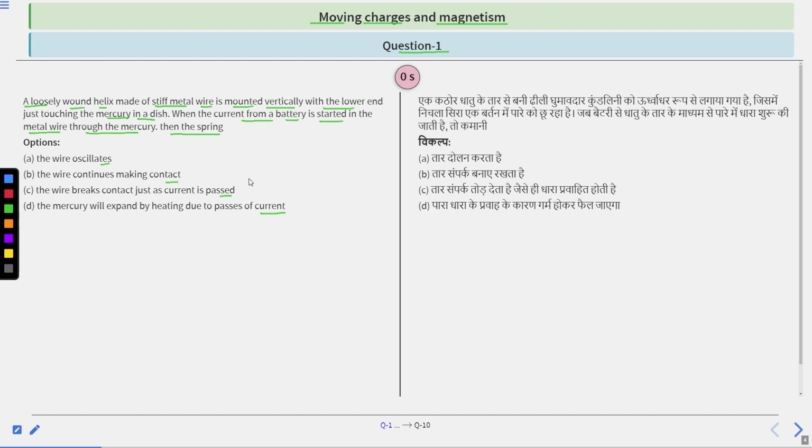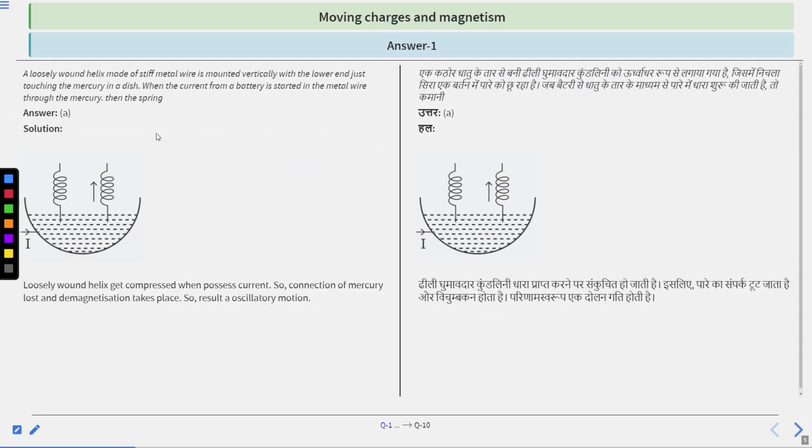Let's find the solution. According to the question, a loosely bound helix made of a stiff metal wire is mounted vertically with the lower end just touching the mercury, like this. This is a helix and it is just touching the mercury. When the current I from a battery is started in the metal wire through the mercury, then the spring is what?